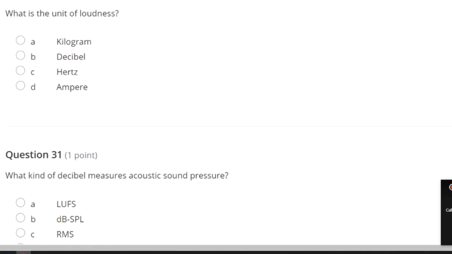Question 30. What is the unit of loudness? A. Kilogram. B. Decibel. C. Hertz. Or D. Ampere. The answer is B. Decibel.